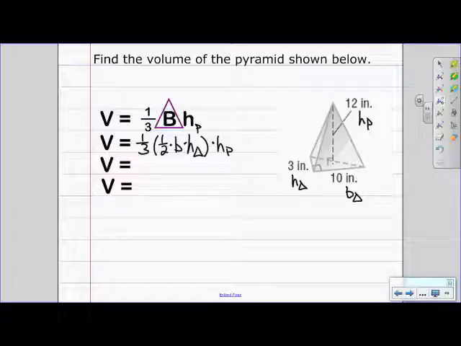So now we can substitute. So we have 1/3 times 1/2 times the base of my triangle, which is 10, times the height of my triangle, which is 3, times the height of my pyramid, which is 12. Now I want to take all of this algebra and put it in my calculator as one, to minimize computation errors. So let's see what that looks like in the calculator.